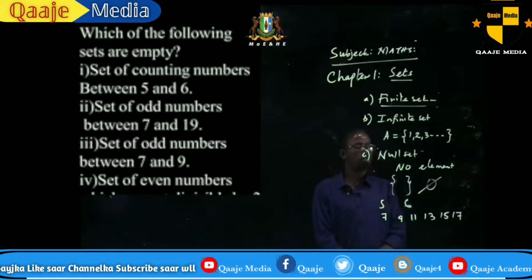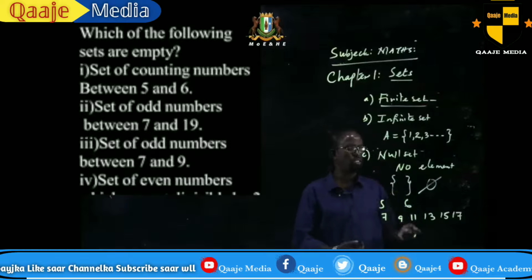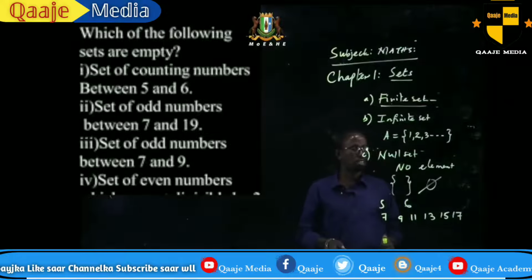Set of even numbers which are not divisible by 2. All even numbers are divisible by 2. So therefore, that one is also an empty set.